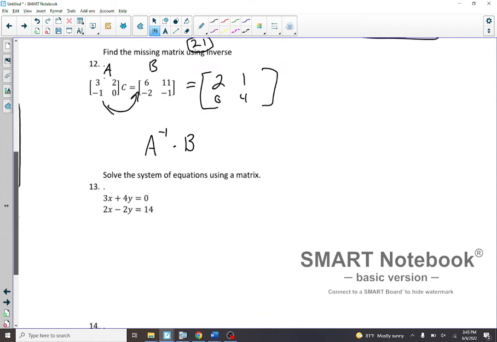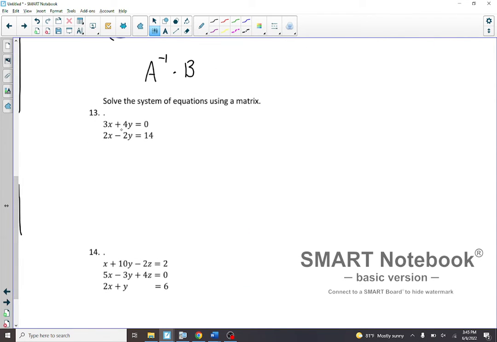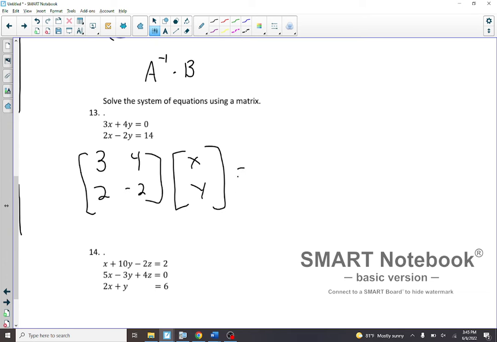Okay. This one, to do this one, we're going to set it up. We're going to first take the coefficients and make that a matrix. So 3, 4, 2, negative 2. Now we're going to put our variables as coefficients, x, y. And that's going to equal our answers, 0, 14.